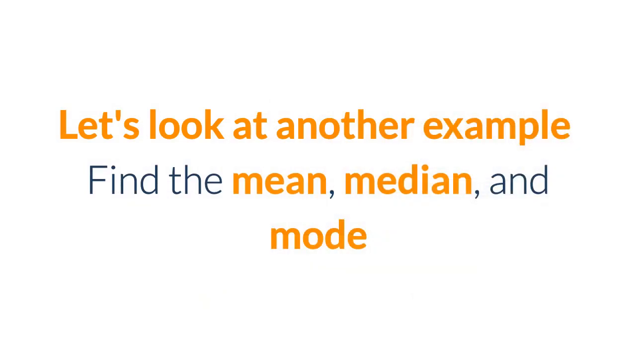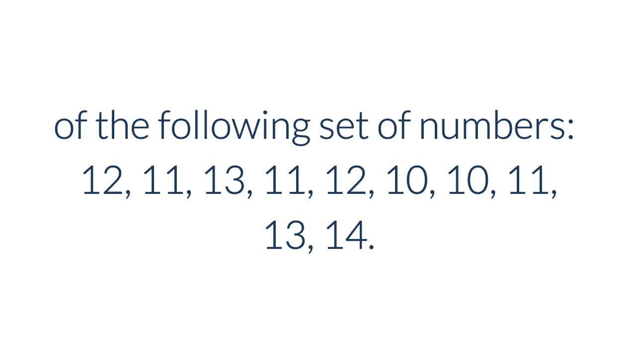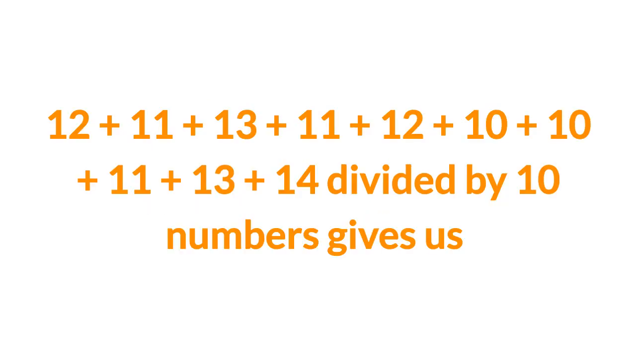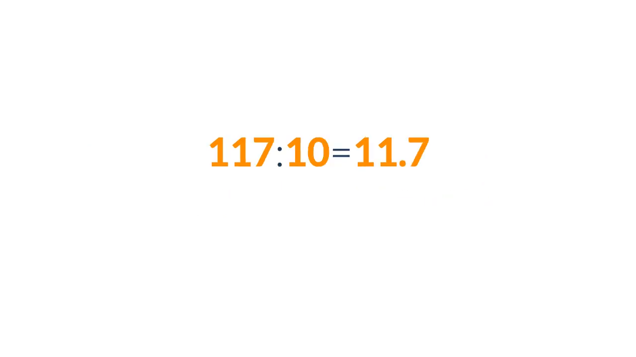Find the mean, median, and mode of the following set of numbers: 12, 11, 13, 11, 12, 10, 10, 11, 13, 14. To find the mean, add together all the numbers and divide that sum by the number of numbers. So 12 plus 11 plus 13 plus 11 plus 12 plus 10 plus 10 plus 11 plus 13 plus 14 divided by 10 numbers gives us 117 over 10, or 11.7.